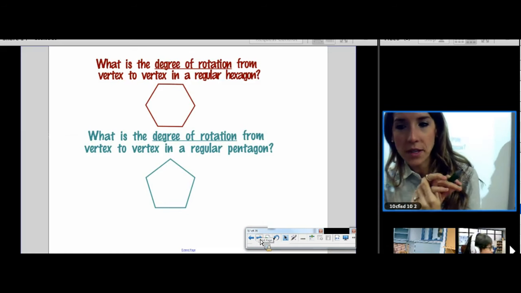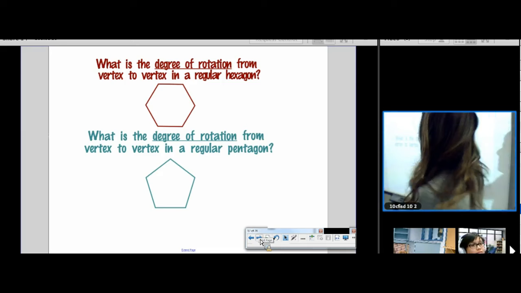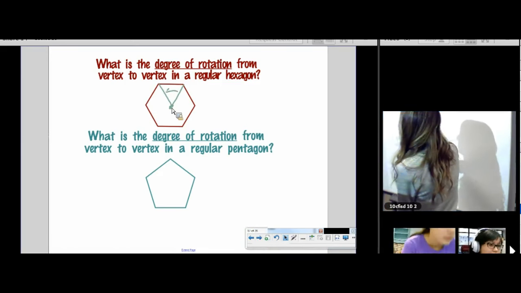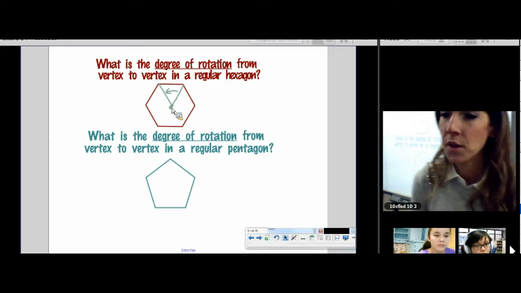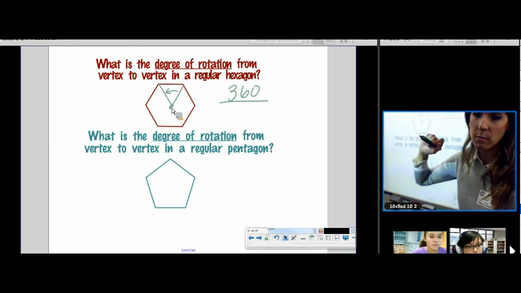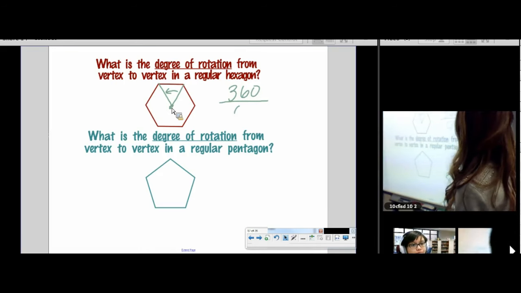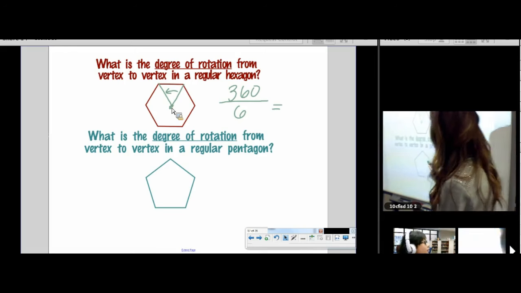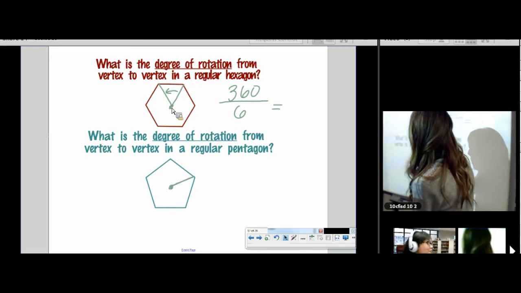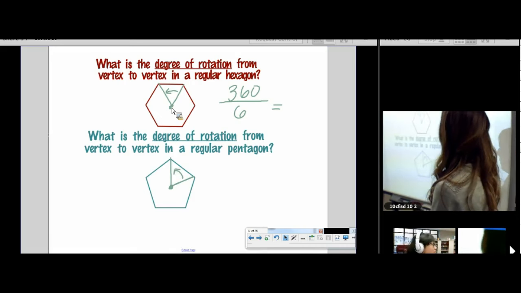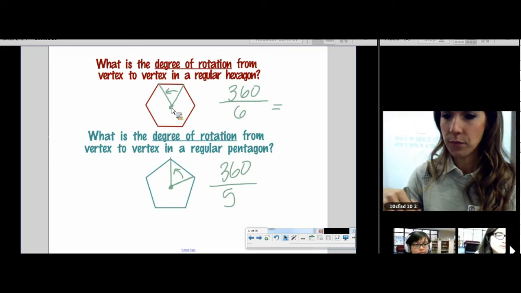What's the degree of rotation from vertex to vertex in a regular hexagon? So if I wanted to rotate from here to here, how many degrees would I rotate? So we're always taking 360 and we're dividing it by how many parts that we have. What's the degree of rotation in a regular pentagon? It's the same thing. We're going to take 360. How much do I travel? We're just going to divide it by the number of sides, the number of angles. So 60 and 72. Good?